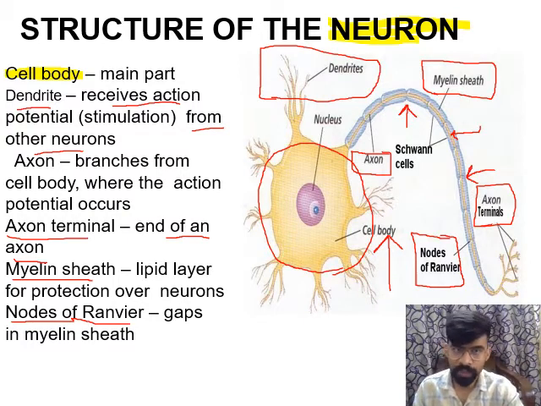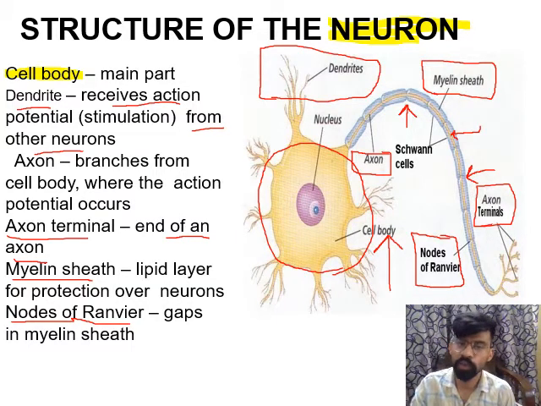Just have a quick revision about the structure of the neuron. Neuron consists of a cell body. The cell body contains the nucleus where processing takes place, and the part where messages are received from one neuron to the next neuron is the area known as the dendrite, which receives the message. Then after the dendrite, the axon emerges from the cell body, and through the axon the message is transferred to the next neuron.